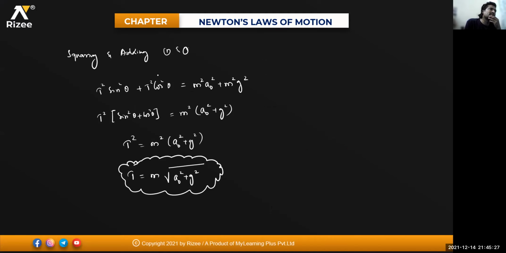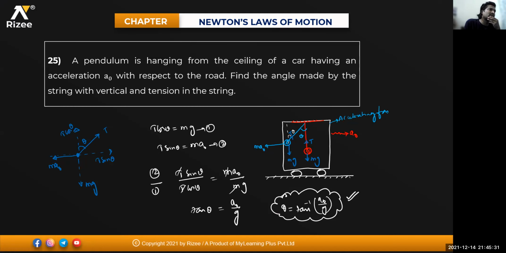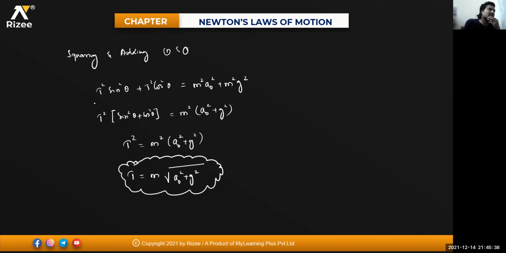Now tension is asked. Squaring and adding equations 1 and 2. See equation number 1: T square cos square theta plus T square sin square theta is equal to m square g square, and m square a naught square. That's it. So that's what I did here. T square sin square theta plus T square cos square theta is equal to m square a naught square plus m square g square. So T square common, sin square theta plus cos square theta is 1. Simplifying it, we are getting T is equal to m into under root of a naught square plus g square. Clear?